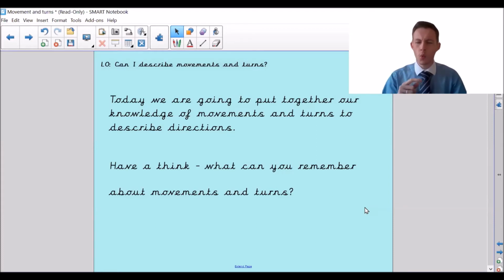So have a think. What can you remember? What was the language that we were using for turns and movement? What was the type of key vocabulary we were using to help us? Have a think. Talk to your teddy. Talk to an adult, and then pause the video. Have that conversation, and then restart the video.